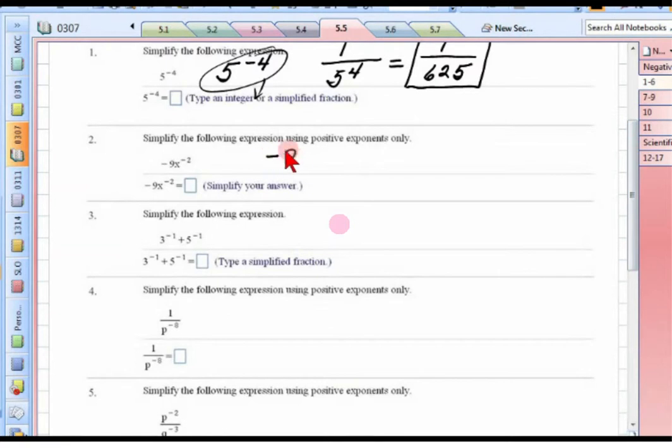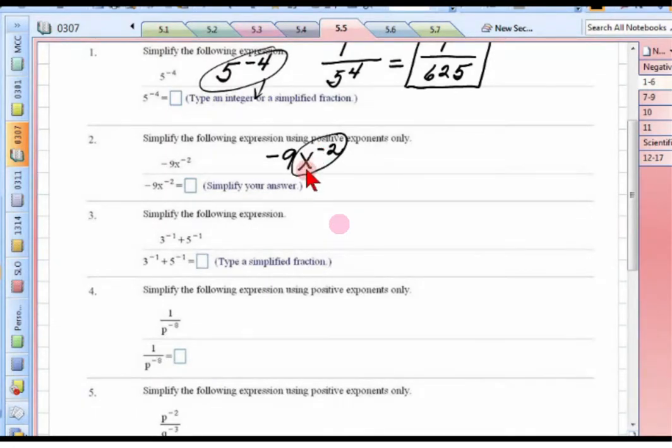It has negative 9x to the negative 2. In that expression, what is the base of the exponent negative 2? It is just the x. Only the x is being raised to the negative 2 power. What would I have had to include if I wanted negative 9x to be raised to the negative 2? I would need parentheses, but I didn't have them.